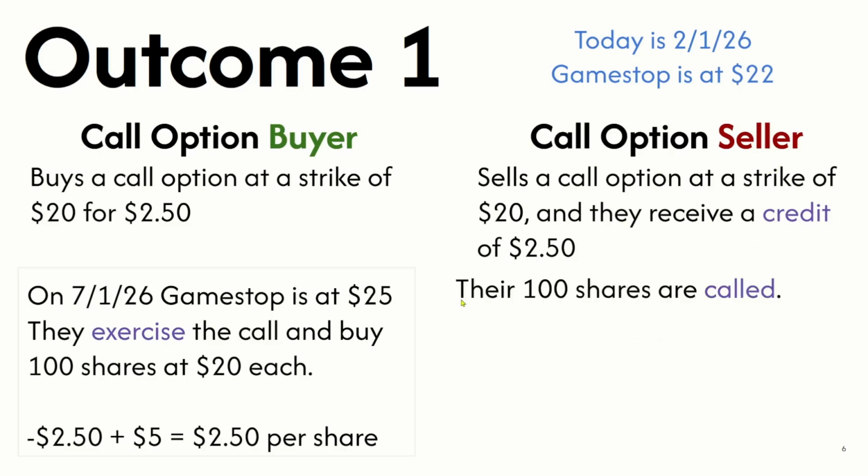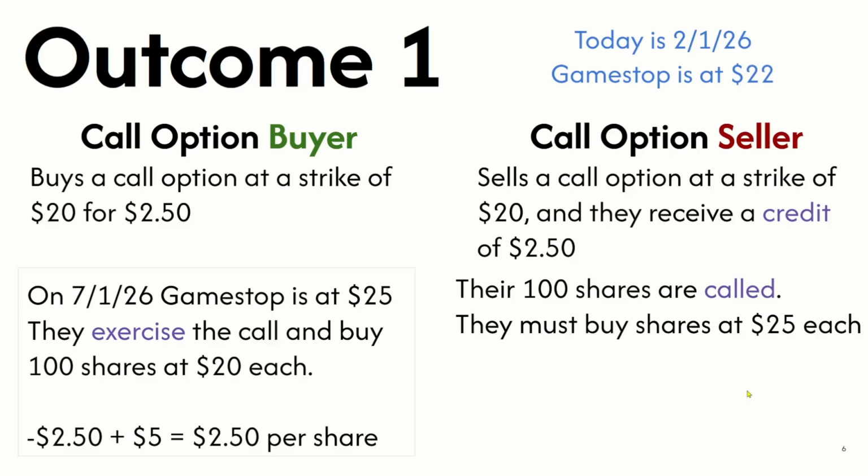So once July comes around and GameStop's at $25, the buyer had exercised the call and bought 100 shares. So as the seller, we have to sell them those 100 shares. This means we've been called. So the call option seller has been called here. They had 100 shares, and now because of this option contract, they're being forced to sell those 100 shares at the strike price.